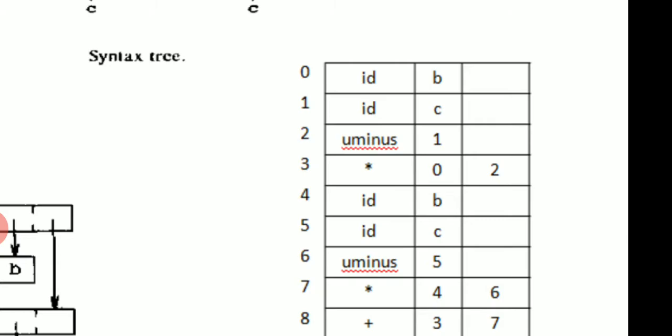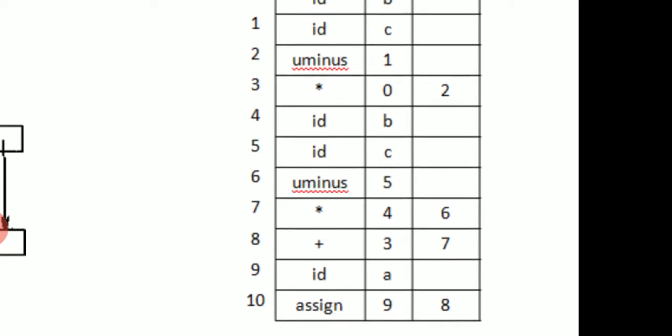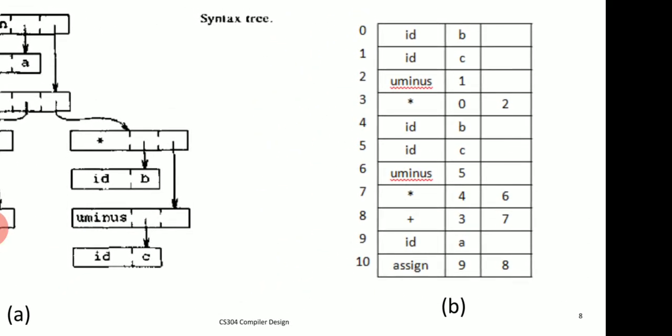0 holds the value in the first position, that is id and b. So we have to compute b * -c. 0 stands for b, and 2 holds the value of unary minus c. Similarly, all the other records have been arranged to represent b * -c + b * -c.